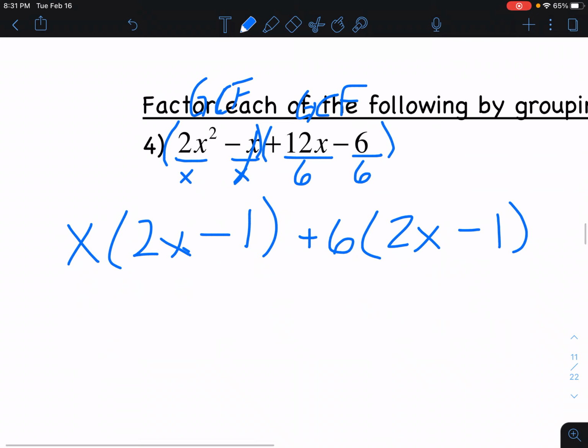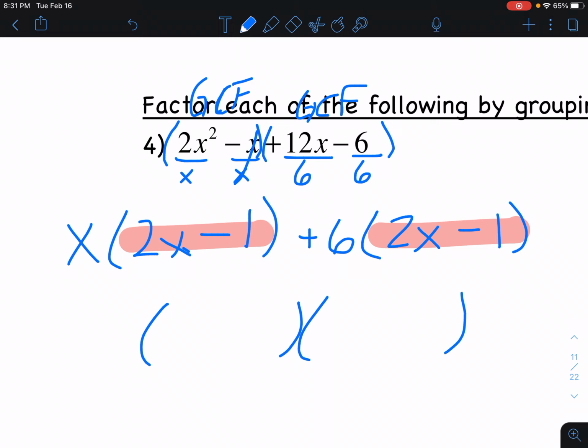Okay, so we're not quite done here, but notice the 2 sets of parentheses here and here. They are identical. That means we're doing it correctly. So we're now ready to write our answer. In one of our answers, just put that 2x minus 1. Only put it once. I know it appears twice, but only put it once.